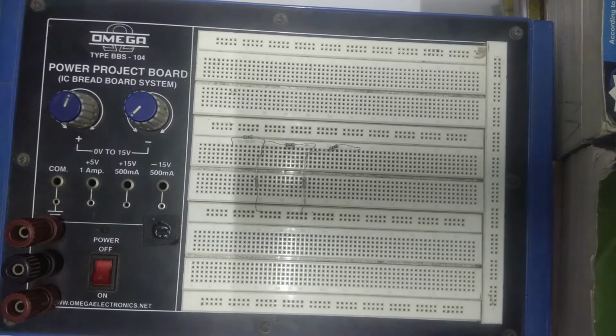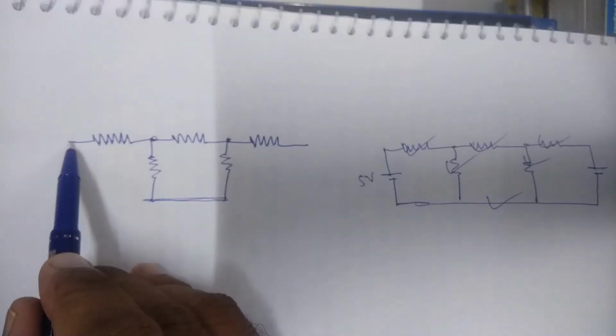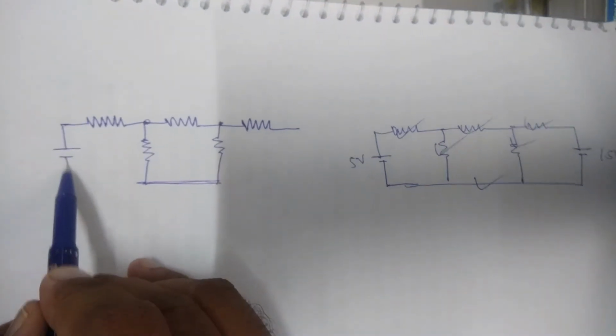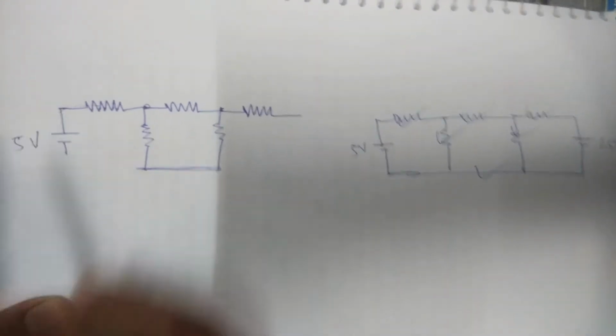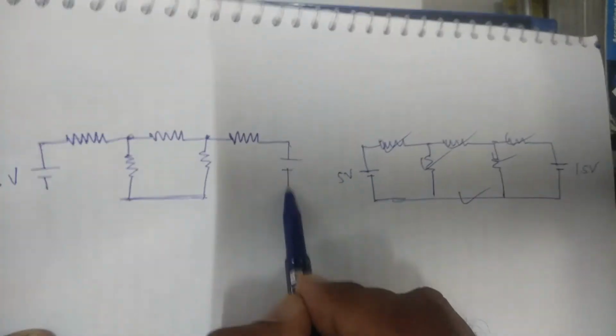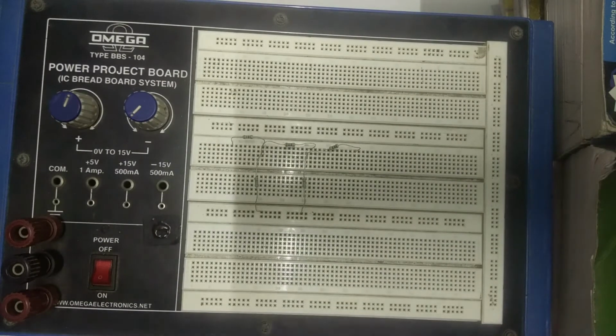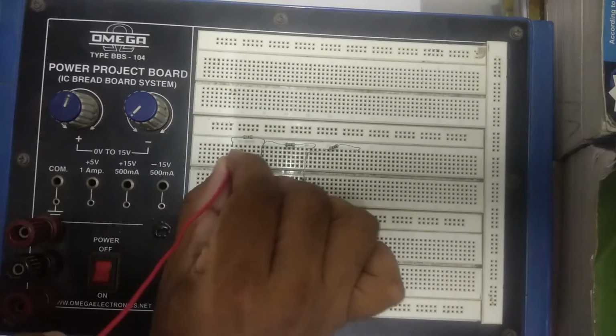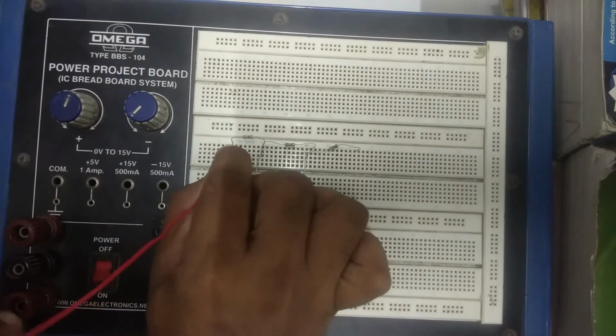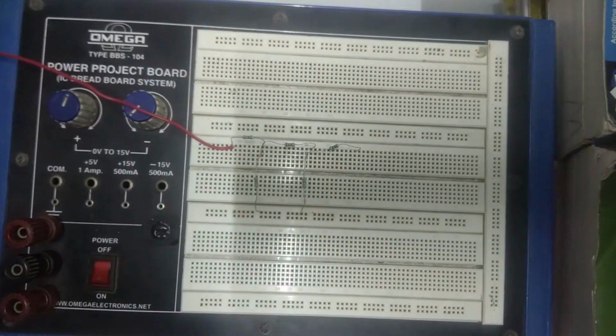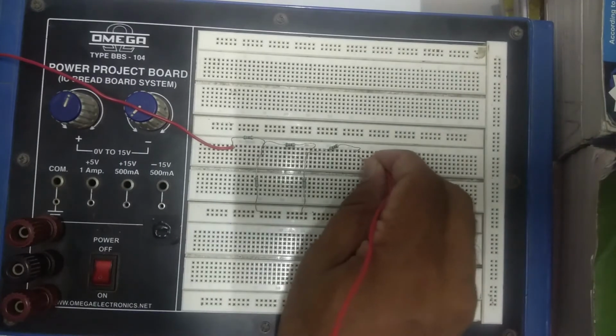Now I have to connect this 5 volt over here. That means the positive of plus 5 volt should be connected with this resistor, and the positive of 15 volt should be connected with this resistor. So I will take the help of some connecting wires. I will take this wire from this point, because it should be connected over here. The second point should be this.